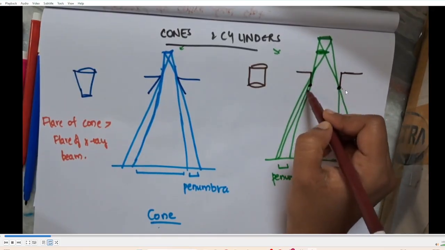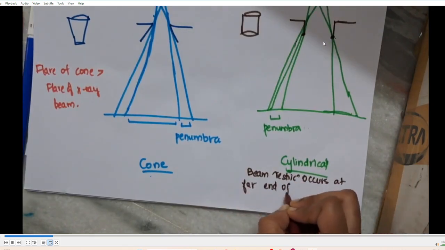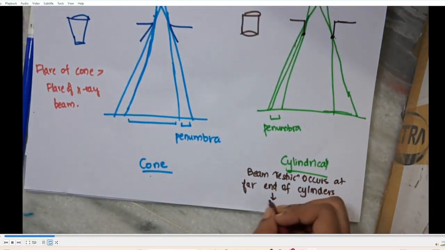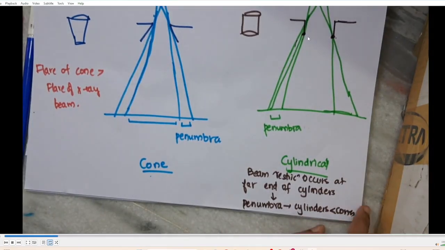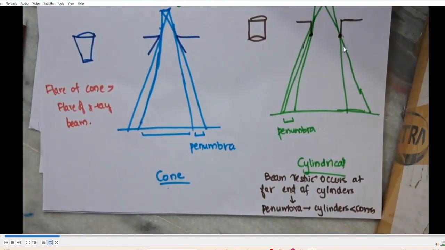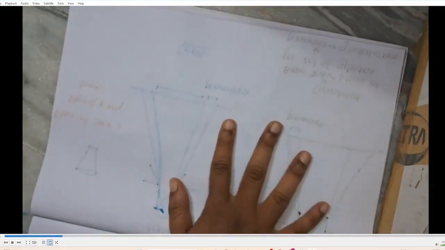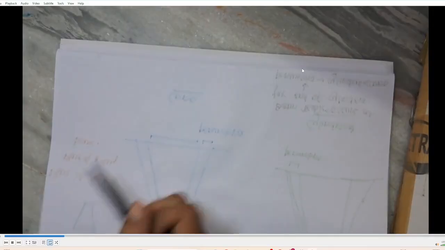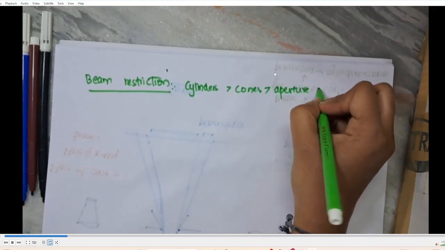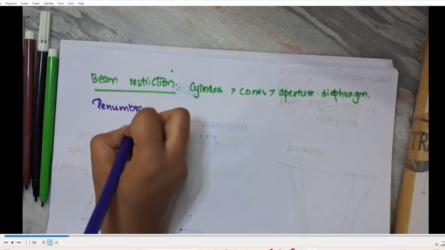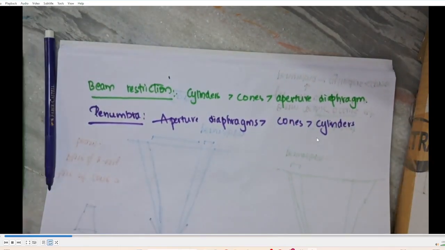Then, if we use the cylinders, the beam restriction in the cylinders takes place at the far end of the barrel. So, there is lesser penumbra. These cylinders may be equipped with extensions to increase their length to give even better beam restriction. So beam restriction in cylinders is more than cones, more than aperture diaphragms. So the penumbra for aperture diaphragms is more than the cones, more than the cylinders.